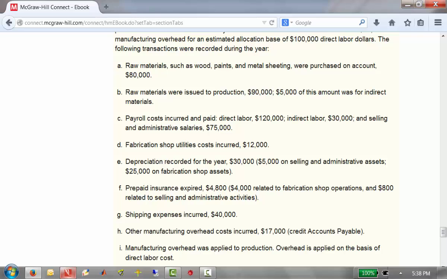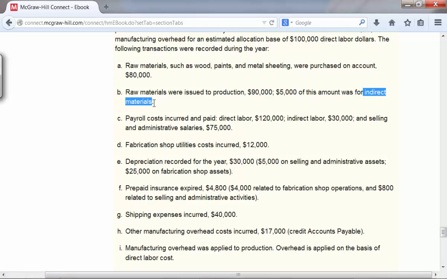Indirect materials automatically are classified as manufacturing overhead. Manufacturing overhead includes all manufacturing costs that are not direct materials or direct labor. So by definition, indirect materials is a manufacturing cost, but it's not direct materials or direct labor, so it's manufacturing overhead. And an example of indirect materials would be like glue.